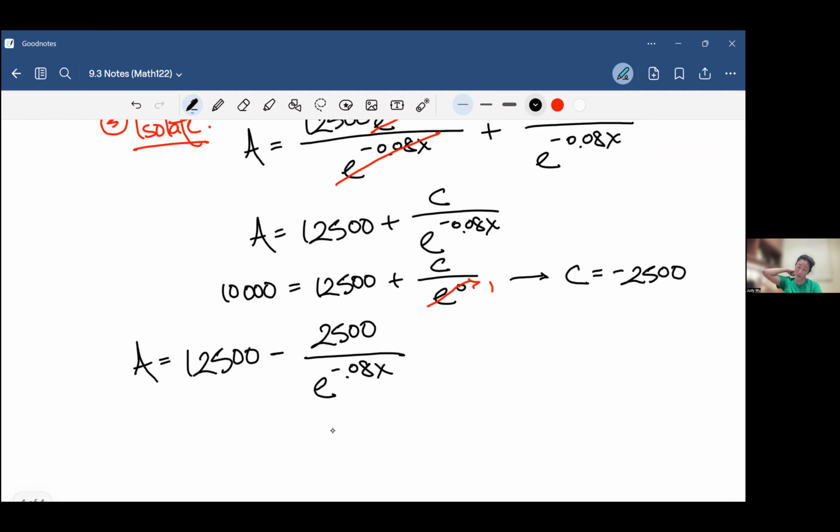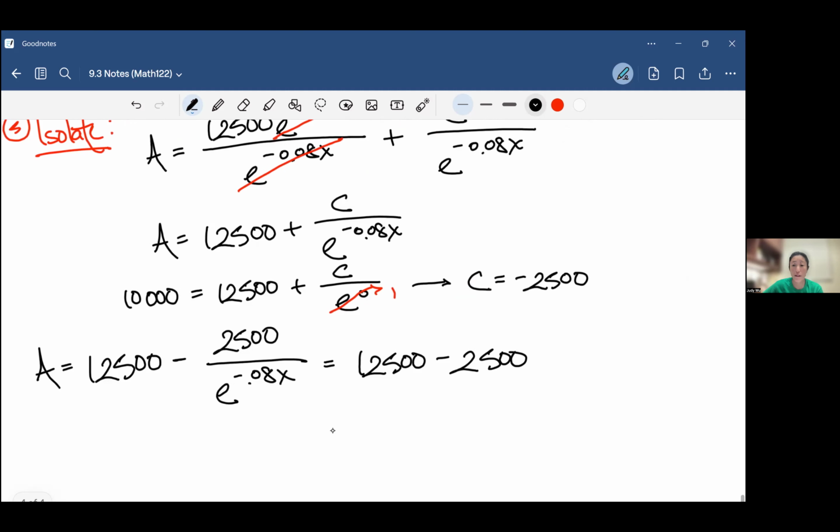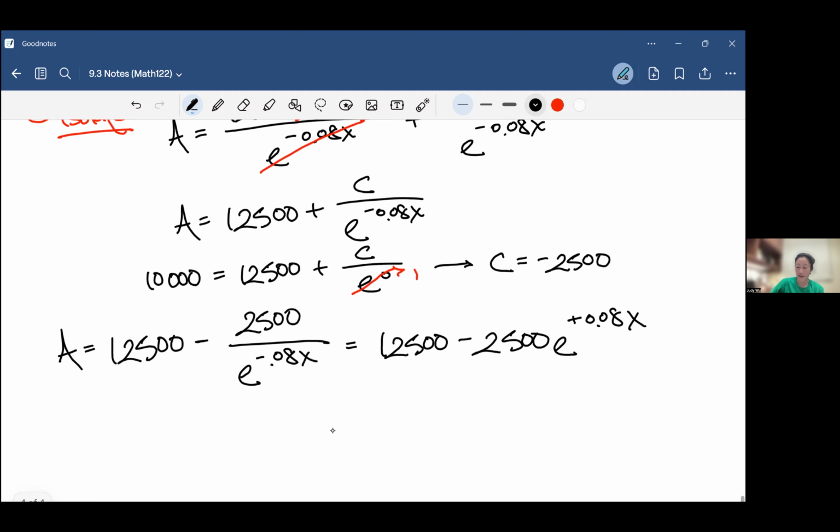Now, for those of us who are like, ooh, we got a negative exponent on the bottom, can we bring it up to the top? And we absolutely can. So we could write this as 12,500 minus 2,500 e to the positive 0.08x. Okay, all right, so this is our solution. This gives us the amount in the account at any time x.